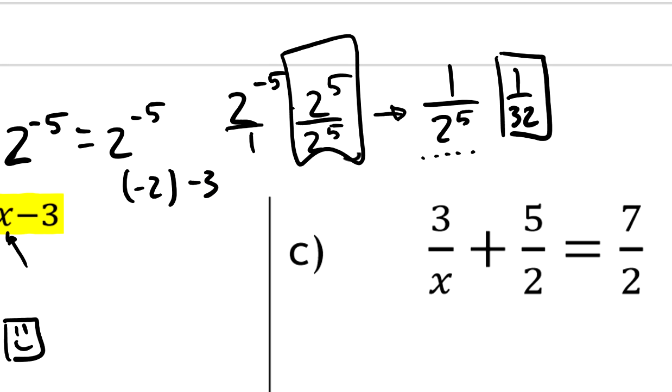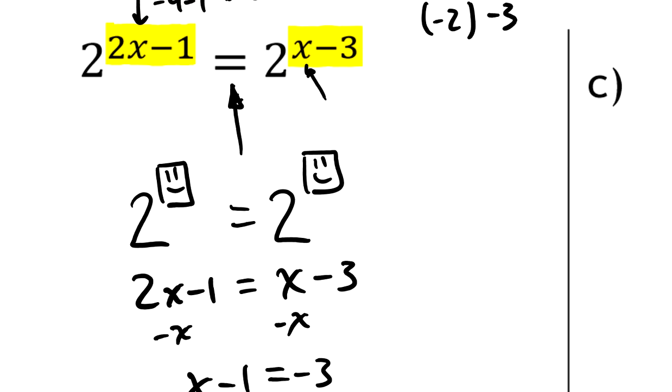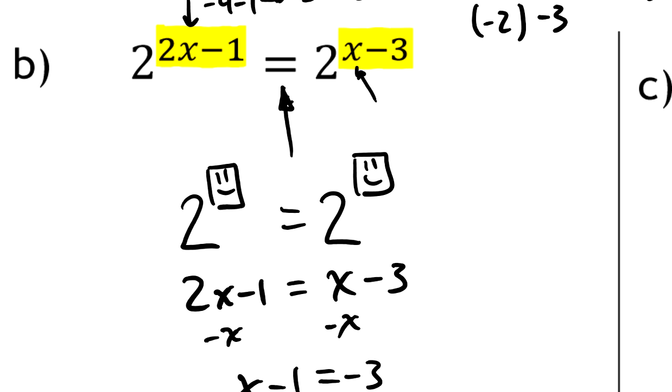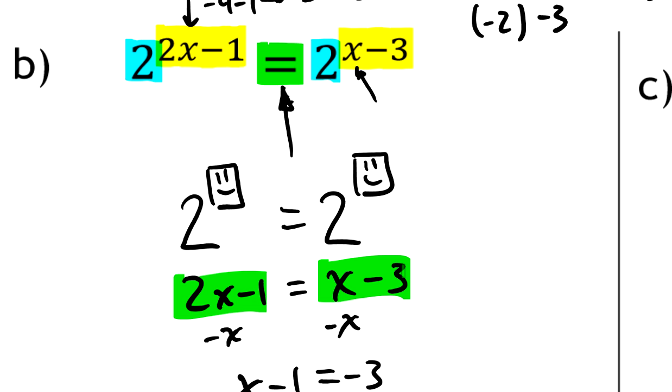Probably a little bit more than I needed to say, but again, the big strategy here is if your bases are the same, the only way that these two expressions can truly be equal to each other is if the exponents are the same. So I'm forcing the exponents to be the same, and when I force the exponents to be the same, the left and right hand side are the same.